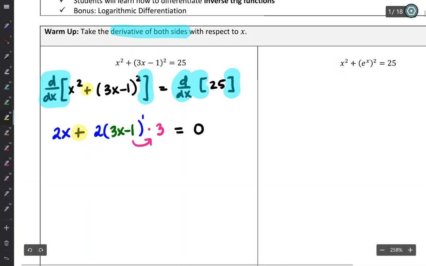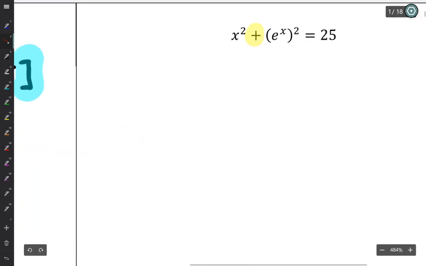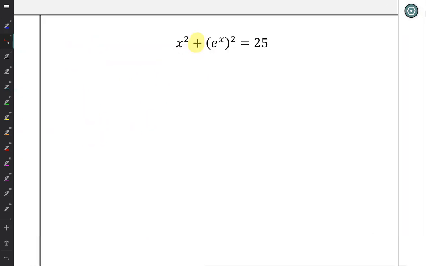Okay, in the next problem, we have x squared again, plus a function of x, e to the x, all being squared. So notice that's what we kind of had over here, right? We had a function of x, 3x minus 1, that being my inside function, and now the outside function squaring. Okay? So we're just going to take the derivative of both sides.